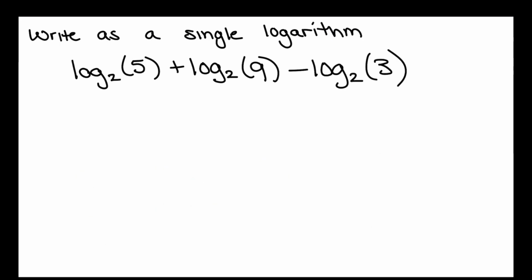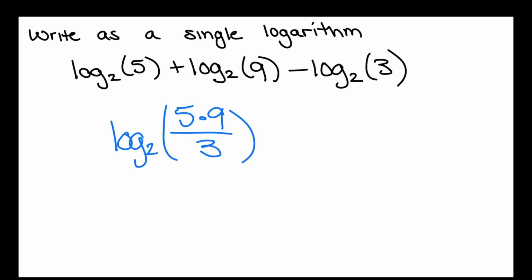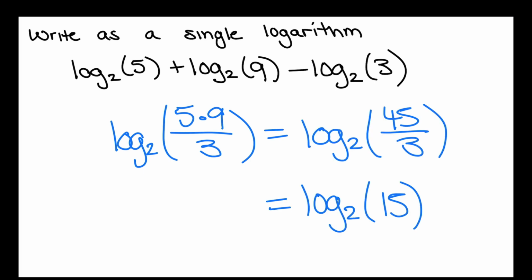We can also work in the opposite order and take sums and differences and rewrite them as a single logarithm. For example, if I have log base 2 of 5 plus log base 2 of 9 minus log base 2 of 3, the sum of logs is going to turn into log of a product. The difference becomes log of a quotient. So this turns into log base 2 of 5 times 9 divided by 3. 5 times 9 is 45. 45 divided by 3 is 15. And so this expression simplifies down to log base 2 of 15.